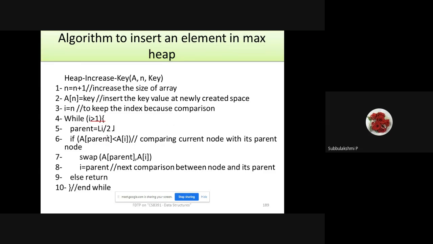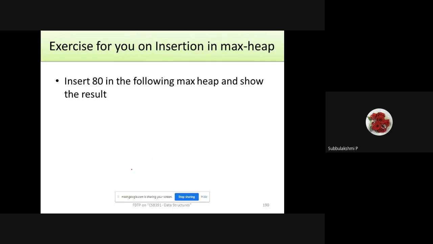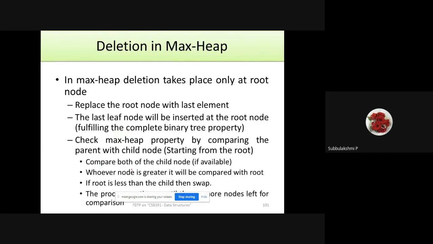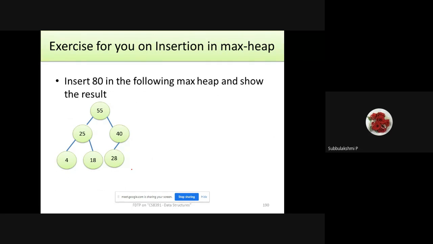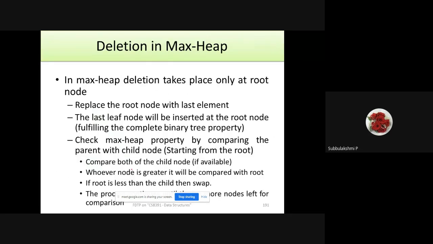If the index is greater than 1, then compare the current key with the parent node. If the key is higher, meaning the parent is lower, then you have to swap it, and then return. This is how you have to check. In the same way, insert 80 into the following max heap and show the result. Again this is a max heap, so I'll skip it. If you want, once you're free, you can just do it.